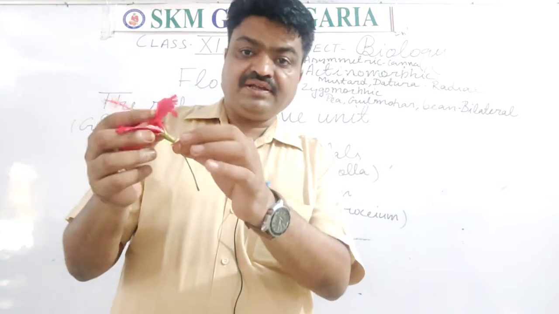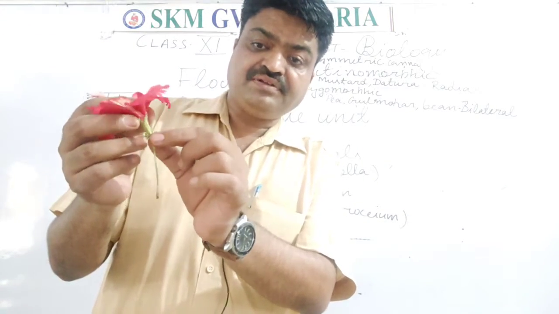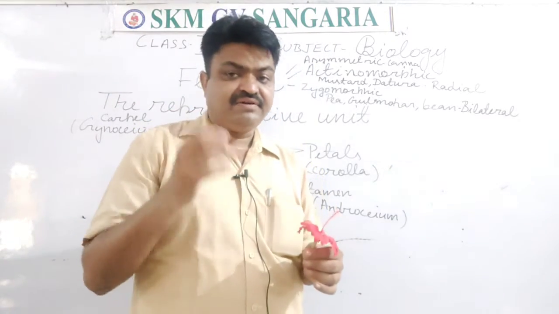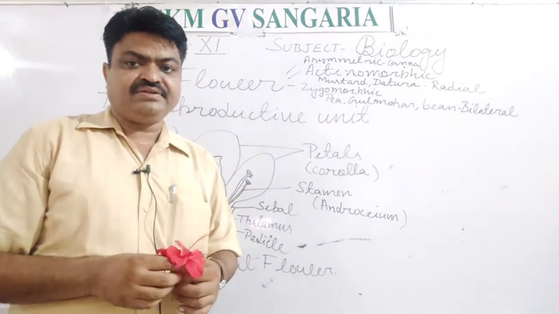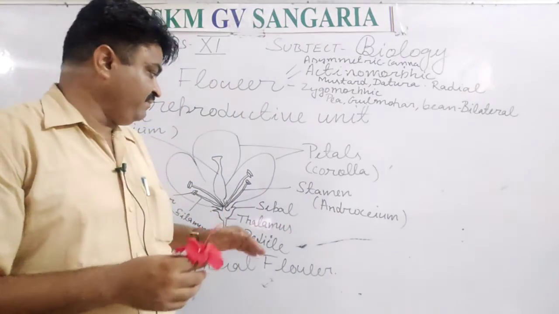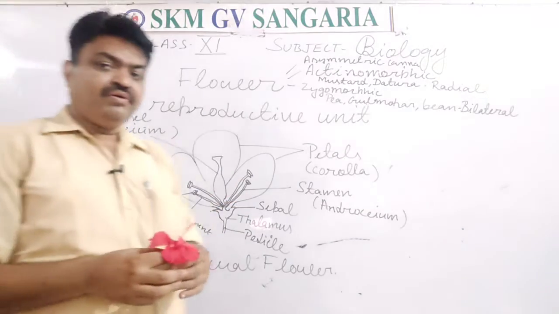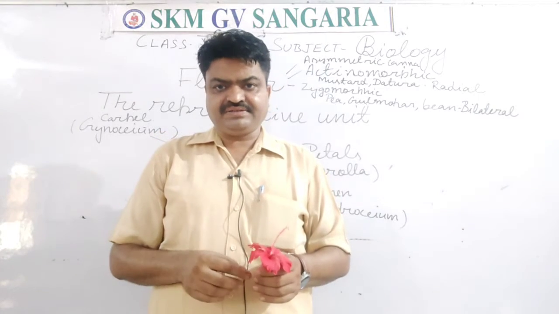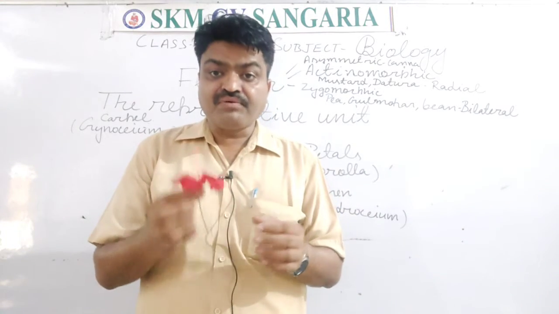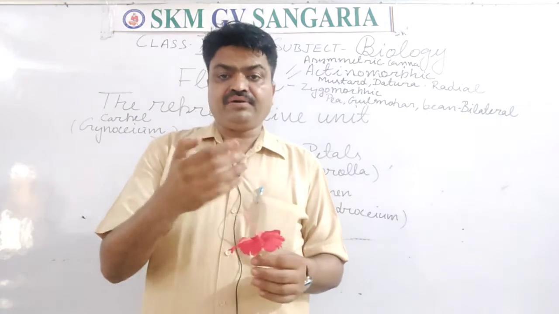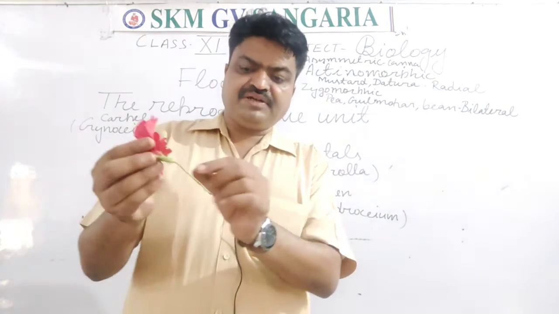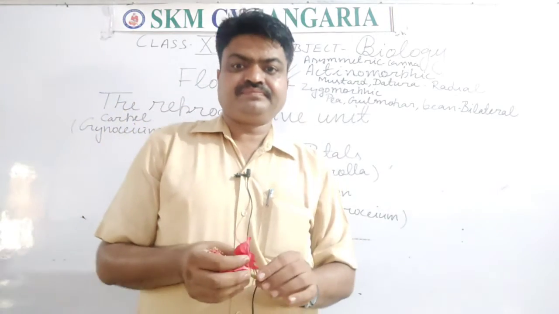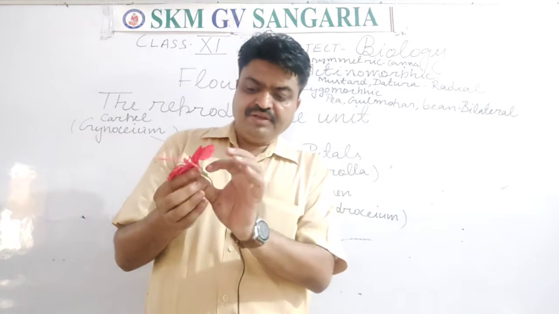After this, green leaf-like structures are observed, and these green leaf-like structures are known as sepals, students. What do we call them? We call them sepals. The group of sepals is known as the calyx, and this calyx provides the base to the other parts of the flower. This basic part, students, is known as the sepal, or calyx when in a group.